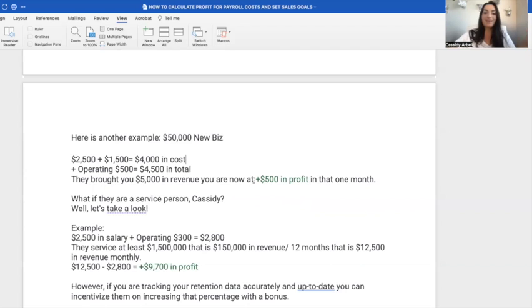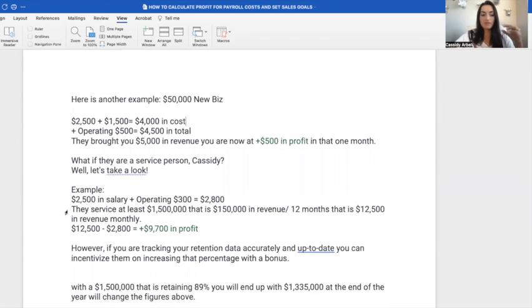Now, you might be asking me, Cassidy, what if it's a service person? Like, how do we figure out how to calculate that? Well, let's take a look. Let's say you have a customer service representative or a service team member. Their base salary, we're just going to keep it simple, $2,500 a month in salary. Plus, we are going to reduce the operating costs for this person because maybe we're not buying leads for them and maybe we don't need certain things for them specifically in the same cost. So you might want to figure that out. But this person is costing $2,800 a month in base pay.